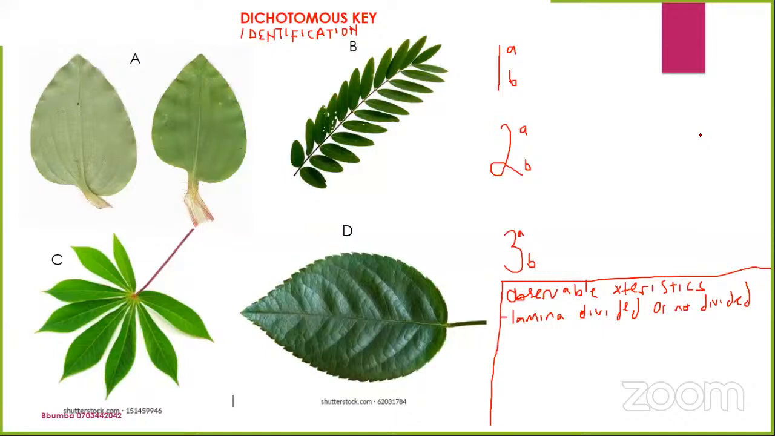Maureen has disappeared. Agnes. Yes, Agnes. I'm sorry, teacher. I was lost somewhere. My point is, yes, some leaves have parallel leaf venation, and others have a network leaf venation.